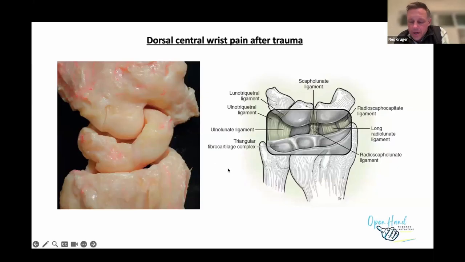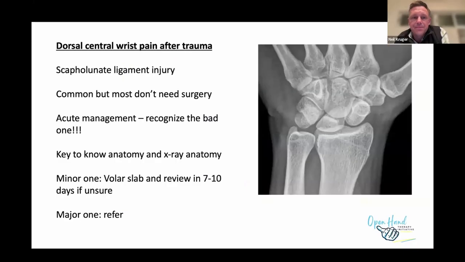And if not picked up early and appropriately managed, it can lead to dysfunction, stiffness, arthritis, and pain down the line. So I just want to talk to you briefly about the scapholunate ligament injury. This is where knowing your anatomy, and particularly your radiographic anatomy, matters. If you are working in a setting where you are seeing acute hand trauma in whatever capacity, I would urge you to Google normal wrist x-rays. You just have to look at a lot of normal wrist x-rays. Learn the angles, learn which bones are which.